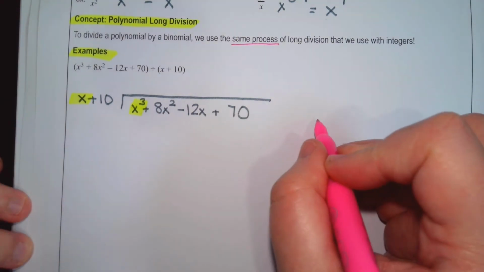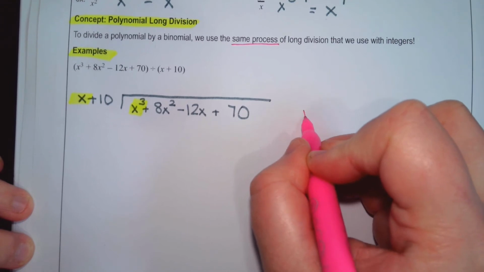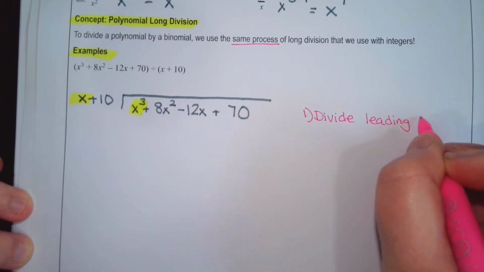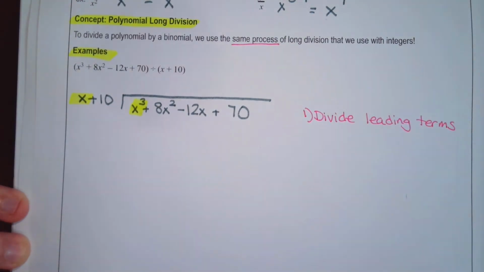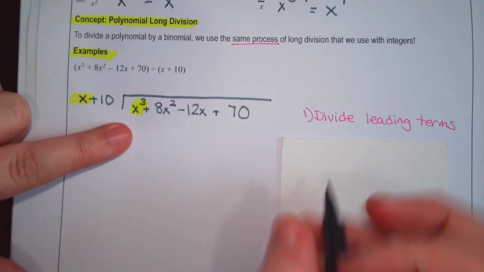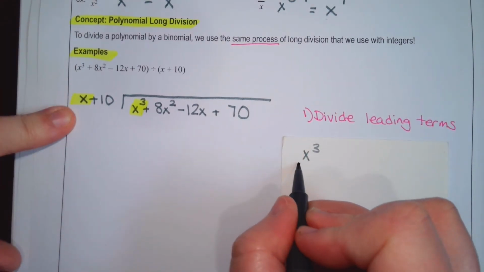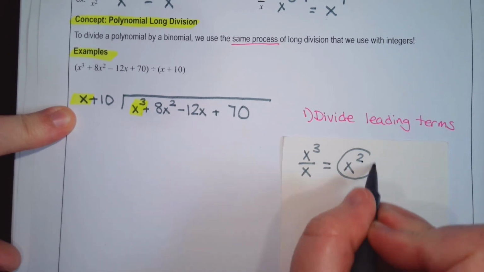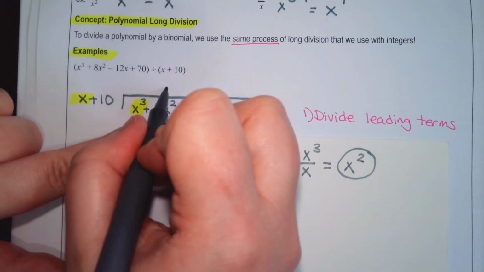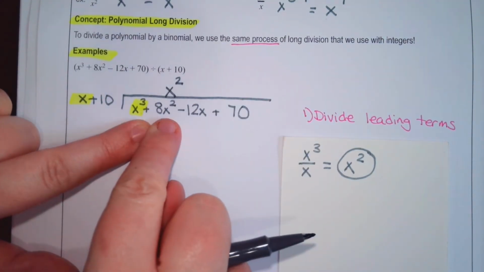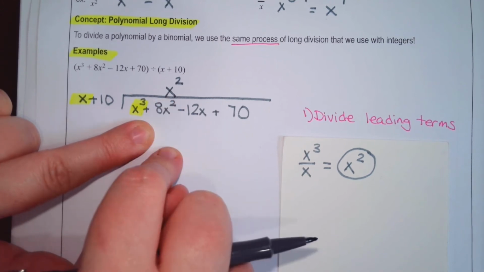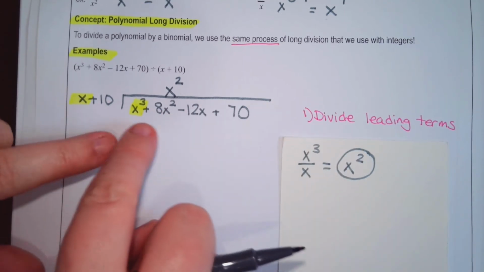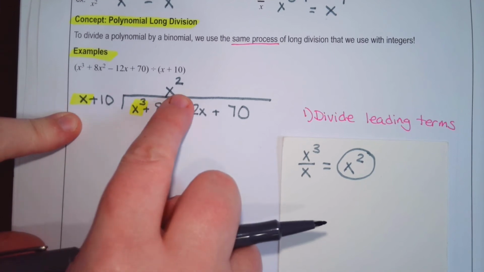So the first step that we do is divide leading terms. So what we're going to do is we're going to take x cubed and just divide it by the x. And this is going to be x squared. We're going to put this x squared above the x squared just to keep our terms lined up. So that's the first thing you do, divide leading terms. So x cubed divided by x. Bam, it goes into the top.